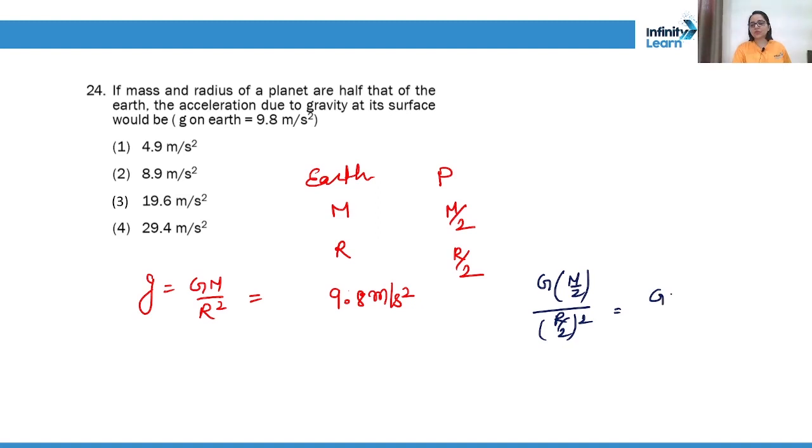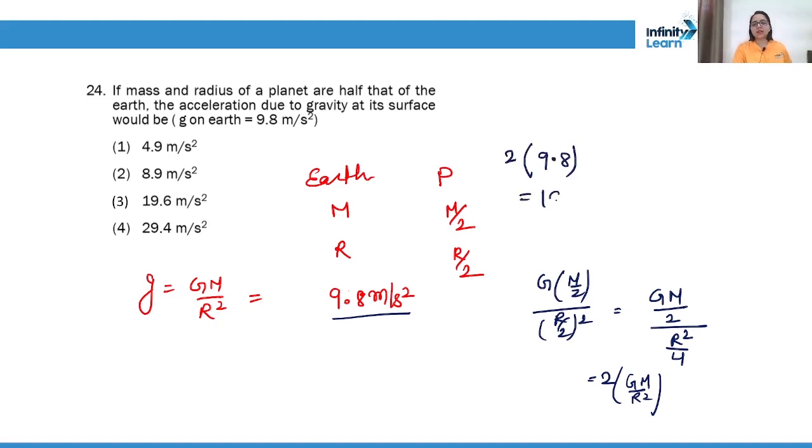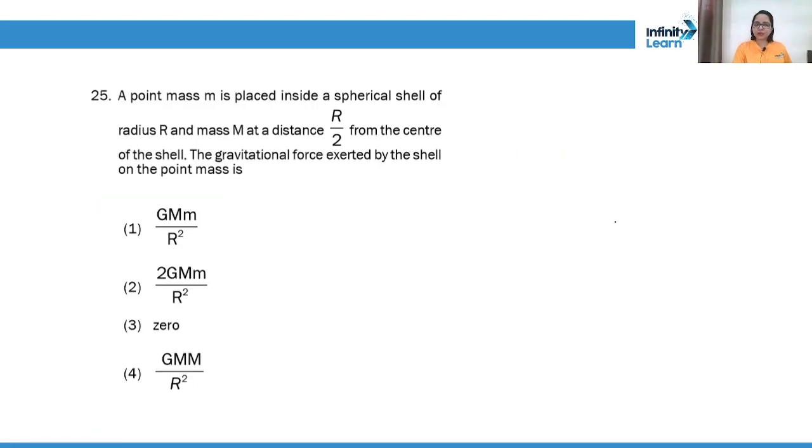This is equal to GM by 2 divided by r square by 4, which is 2 times GM upon r square. GM upon r square is 9.8. So in this case, for planet, it is 2 into 9.8, which is 19.6 meter per second square, and that is option 3. Question number 25.